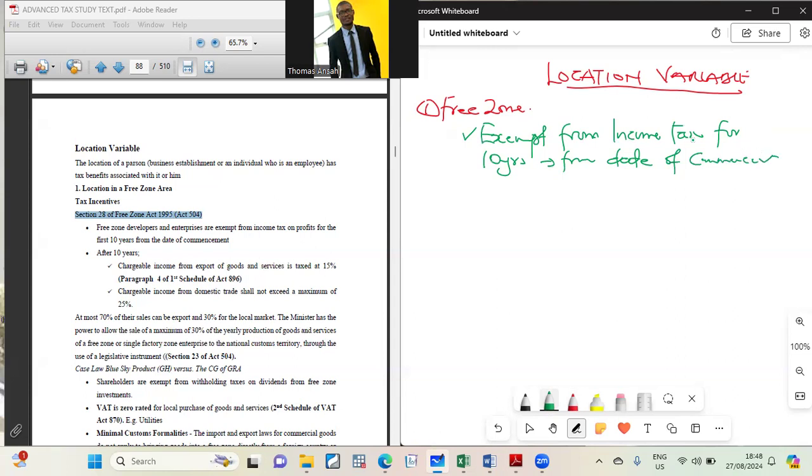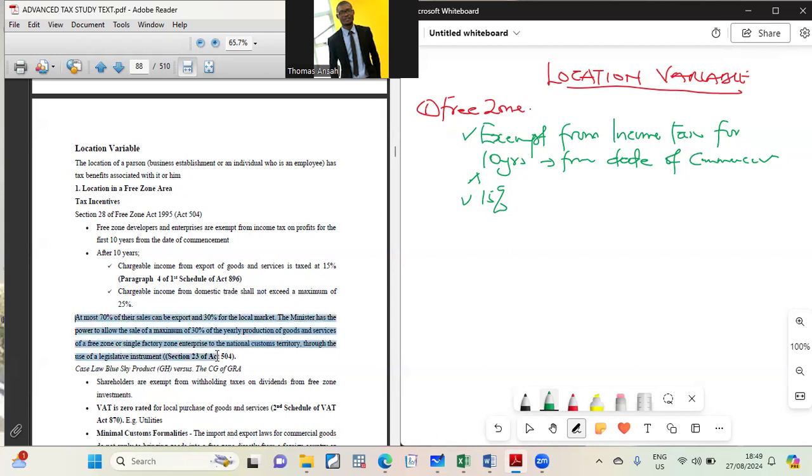Then after the 10 years, the chargeable income from their exports is taxed at 15%. You can reference that in paragraph 4 of the first schedule of Act 896. So the export is taxed at 15%, and the domestic sales are taxed at 25%. So at most, 25%.